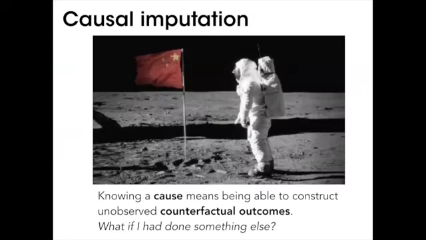The other perspective is causal imputation. But imputation here means using information to infer something that's missing. So under this view, it's like the alternative history view. If you know the causes of something, that means you would be able to reconstruct unobserved counterfactual outcomes. So for example, if the Soviets had gotten to the moon before the Americans, as in this image, alternative histories. This perspective uses the same mechanics as the previous perspective, but it has a very different purpose. And I think a purpose very close to those of us who study human evolution.